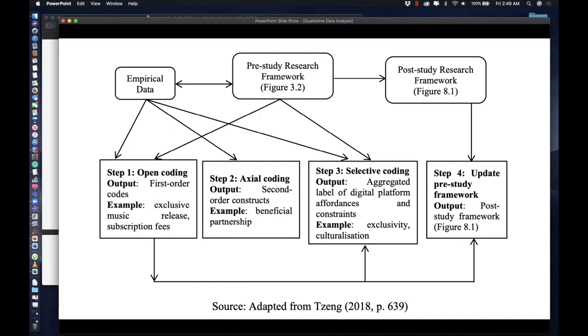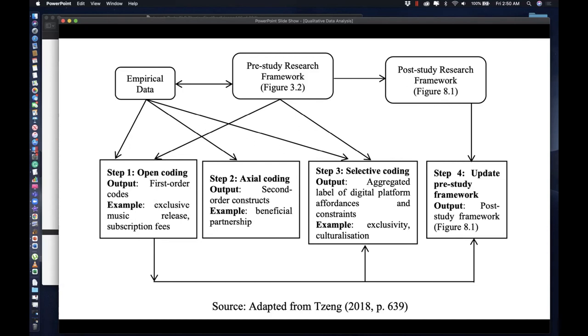At the open coding level, I can apply a number of different techniques. When I go to axial coding, I apply different techniques. And when I go to selective coding output, I apply different techniques, and then lead towards my research framework, which will be revised based on the outcome of my selective coding output.